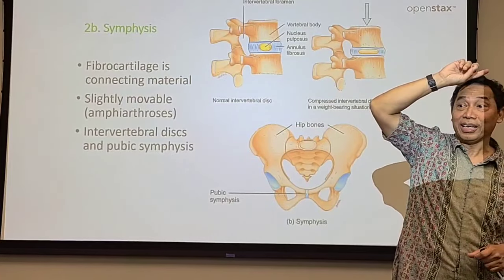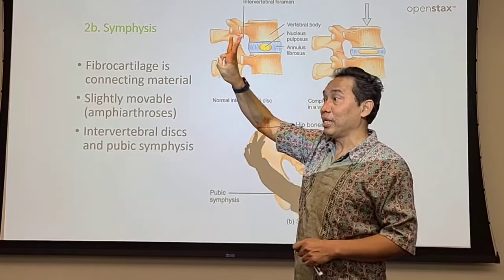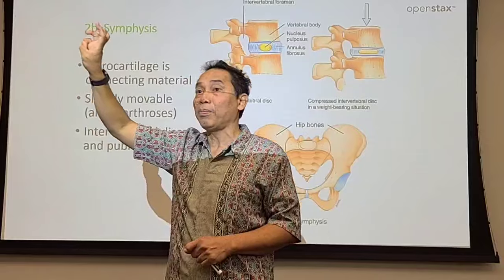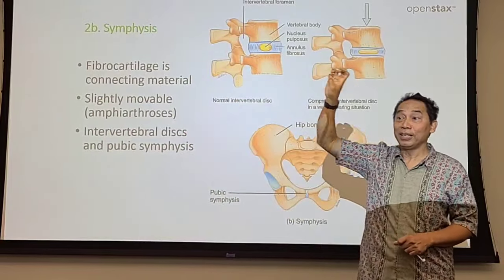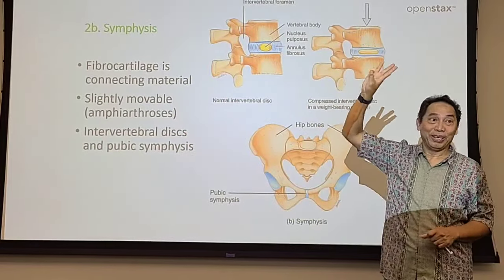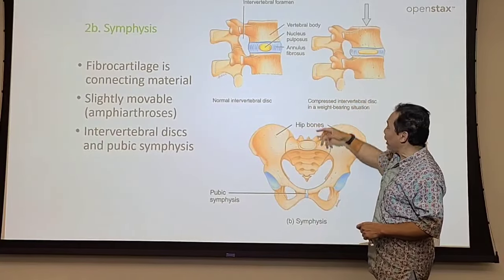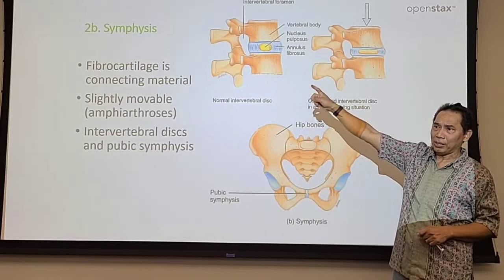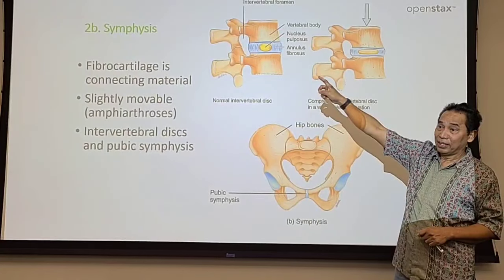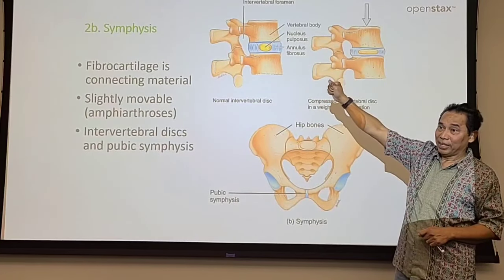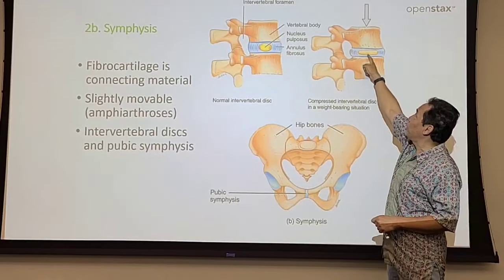What is the hardest cartilage called? Remember, we have three cartilages: hyaline, elastic, and fibro. What is the hardest one? Fibro, the fibrocartilage. Right? So if it is connected by fibrocartilage, that joint is called symphysis. Symphysis. Right? An example is between vertebrae.